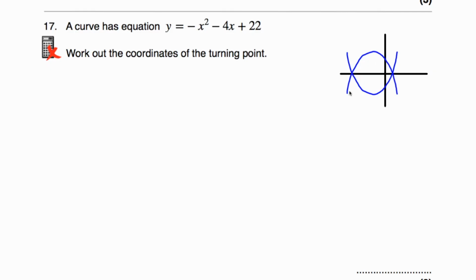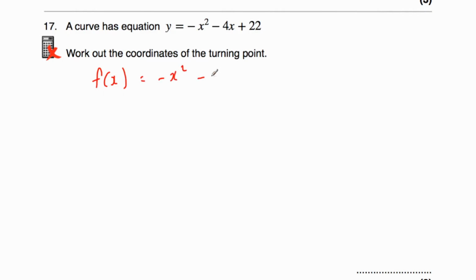So what I'm actually going to do is, rather than focusing on this N-shaped parabola, I'm going to consider this U-shaped parabola, the reflection of the graph we've been given in the x-axis. So if, for instance, what we've been given is f of x, so f of x is equal to minus x squared minus 4x plus 22, whenever you reflect that in the x-axis, that would be y equals minus f of x.